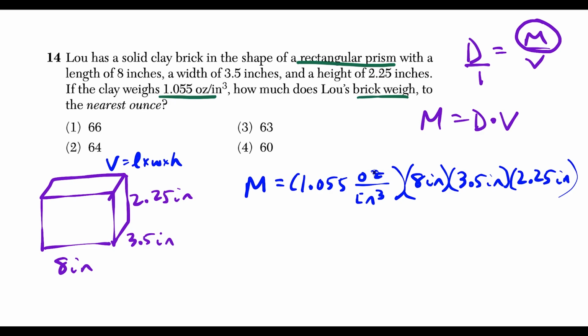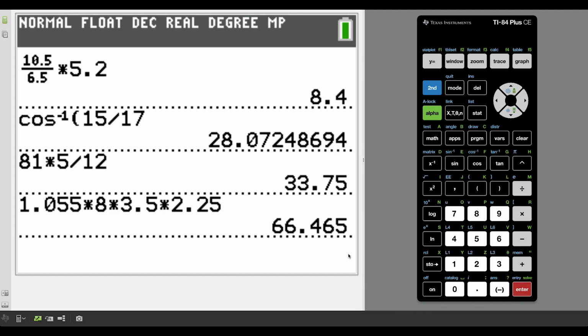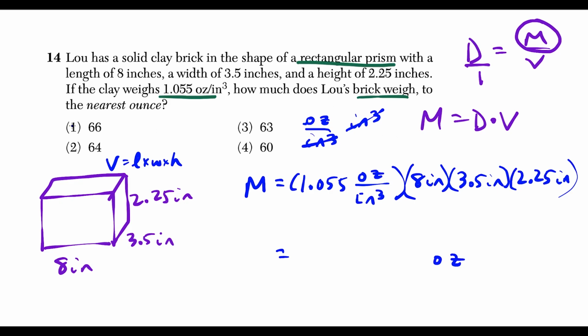Now, one thing to be mindful of here, the units are ounces per cubic inch. So if we do ounces per cubic inch, we have inches times inches times inches, which is cubic inches. Notice cubic inches over cubic inches cancels, giving us just ounces at the end. So now all we have to do is use the calculator to multiply these four numbers together. So we've got 1.055 times 8 times 3.5 times 2.25. And we're going to the nearest ounce, so this is going to be 66 ounces. And that's going to correspond to choice 1.